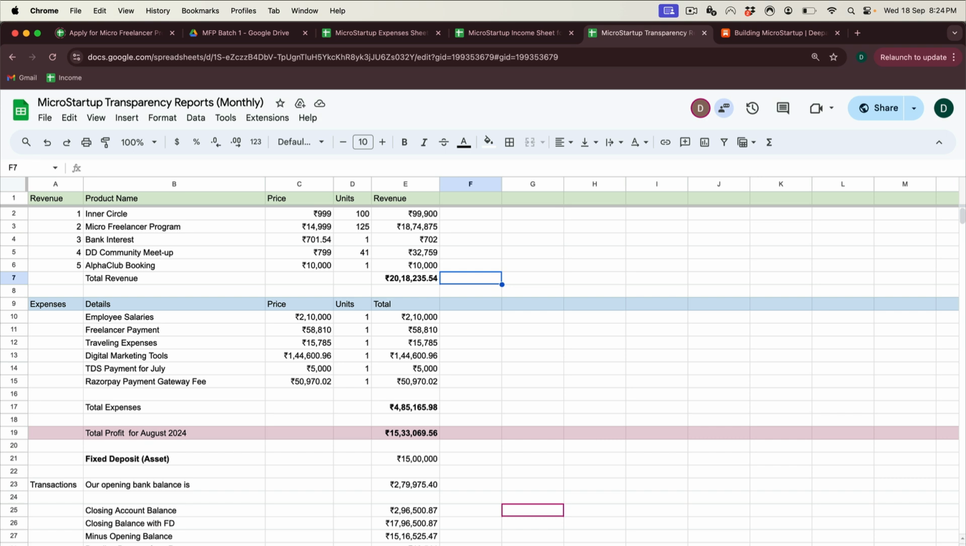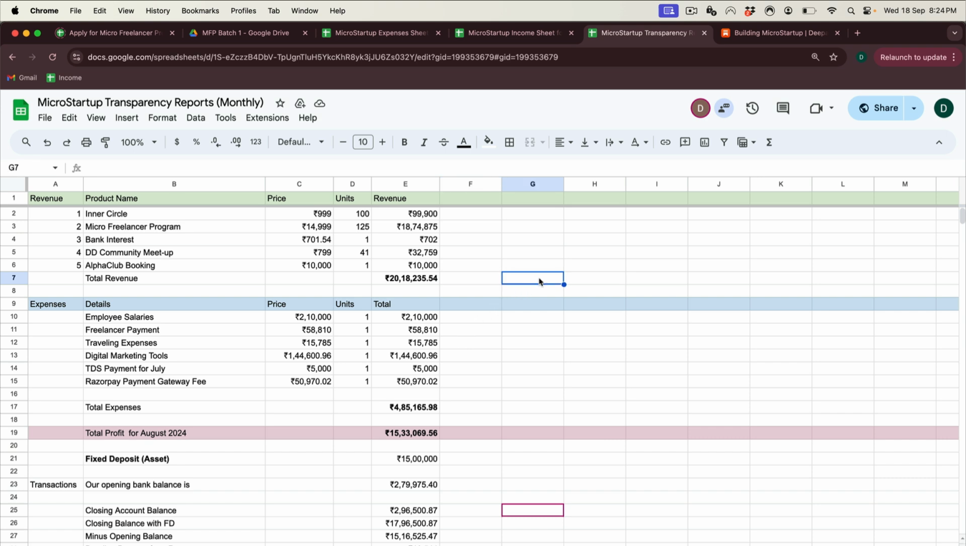So obviously this month we are not launching a batch of the Micro Freelancer program. We will be launching another batch next month. And then there will be a lot of cashbacks given for these batch students, which will go out as an expense. So I'm super happy to see a little bit of life in MicroStartup. Instead of chugging along at around 1 to 2 lakh in revenue, we suddenly hit 20 lakh in revenue.